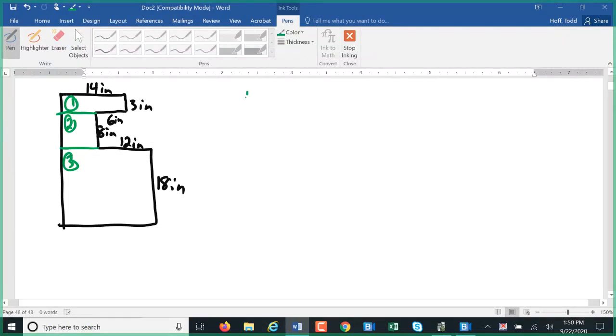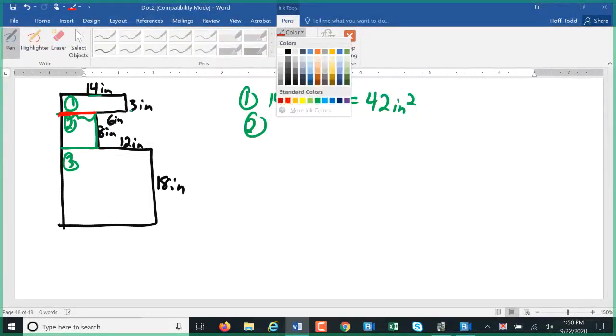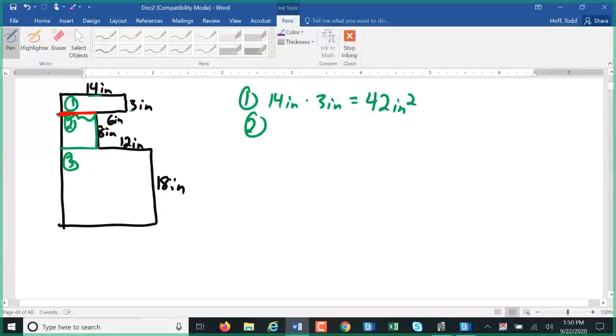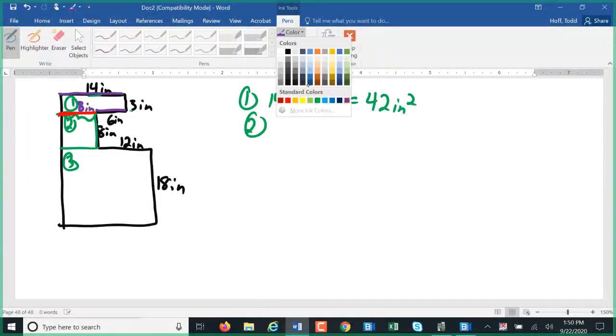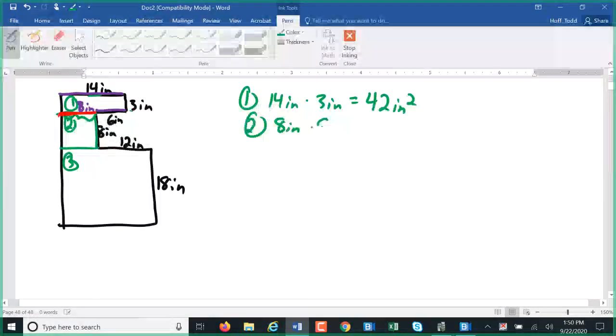So anyway, we're going to add up. Piece 1 here is just 14 by 3. So 14 inches times 3 inches is, what is that, 42 square inches. Piece 2. We have 8 inches here, but we need to know this dimension. Well, what is that dimension going to be across there? We've got the 14 and we've got the 6, so that has to be 8 inches. So piece 2 is 8 inches by 8 inches.